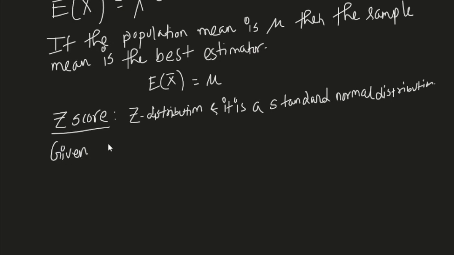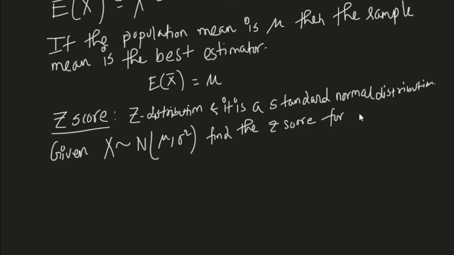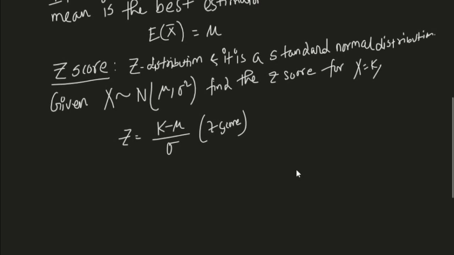Given x is a random variable following a normal distribution with parameters mu and sigma square, find the z-score for some value. If you are asked to find the z-score for x equals k, then the z-score for x equals k would be k minus mu by sigma. This is the z-score. So what it means is that the z-score basically follows the normal distribution.